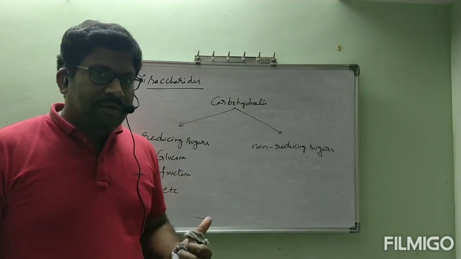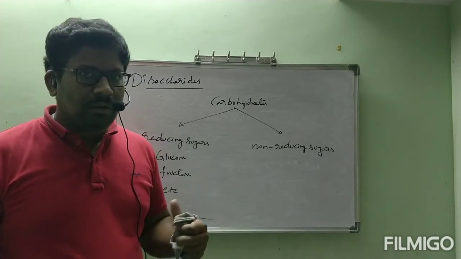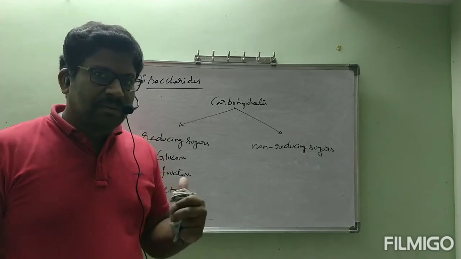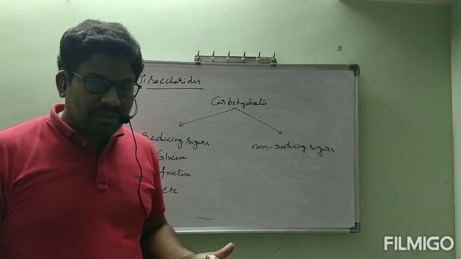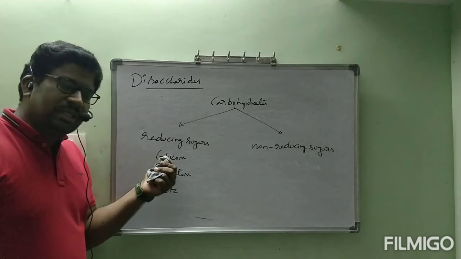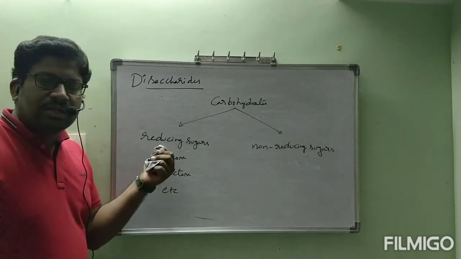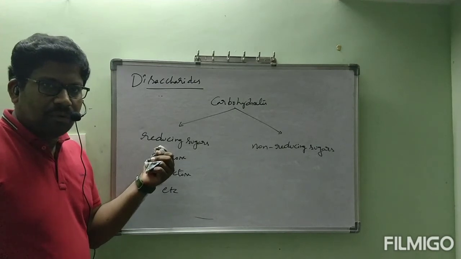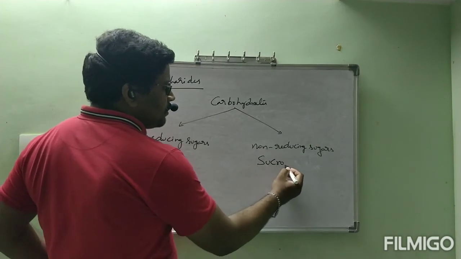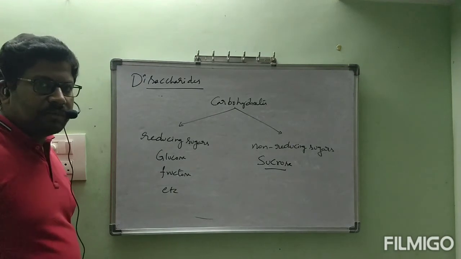But now, whether the carbohydrate contains an aldehyde group or a ketone group, I will give clarity about that point in the coming classes. Whether it is glucose, which contains an aldehyde, or fructose, which contains a ketone, whatever it might be, those are coming under reducing sugars. Coming under non-reducing sugar, example sucrose.